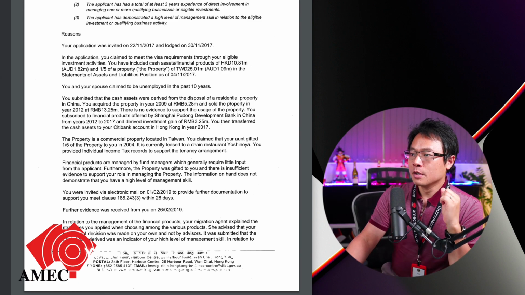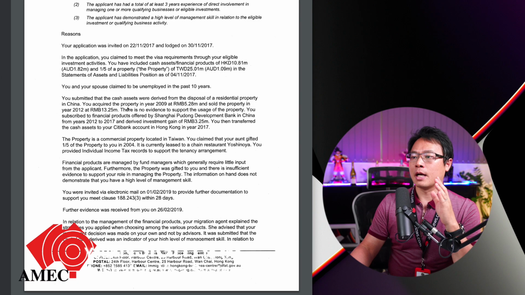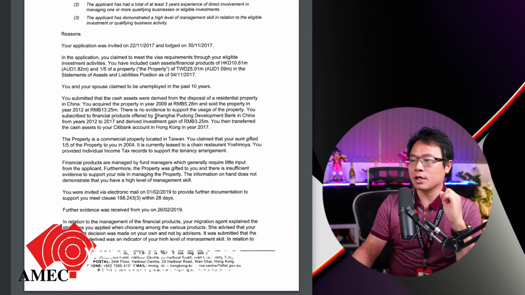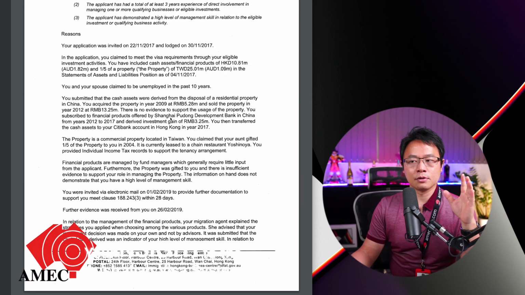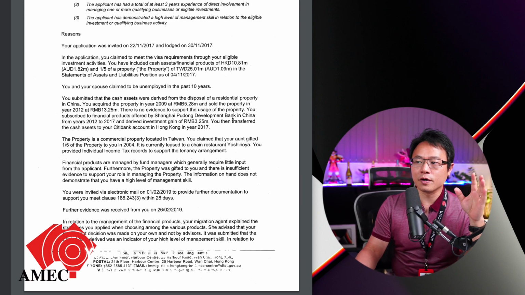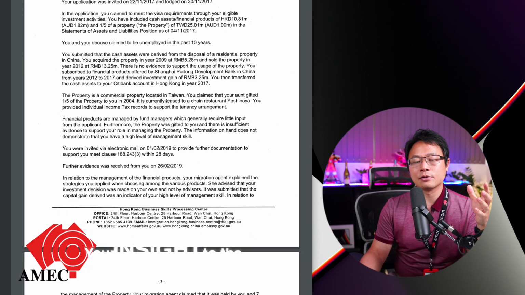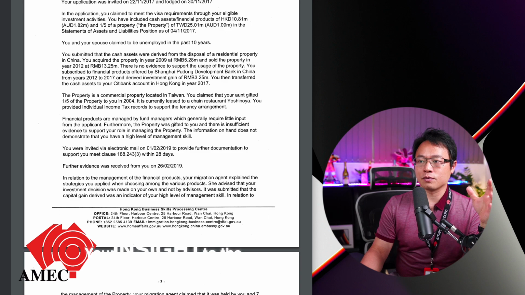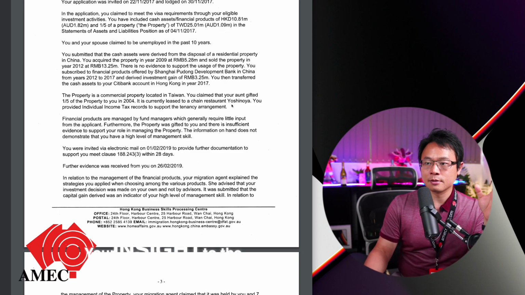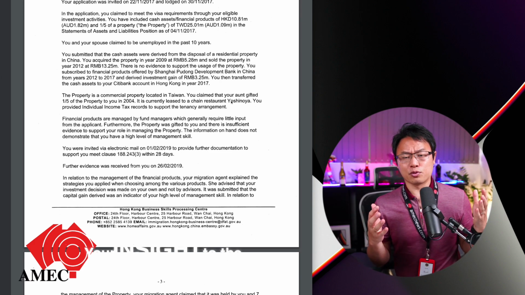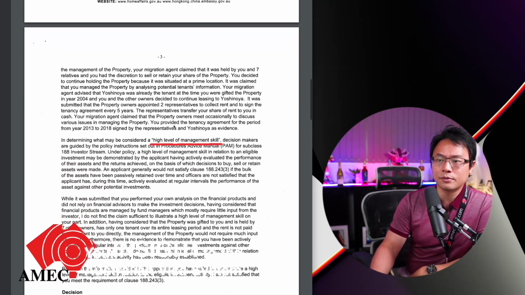So he actually got the assets and got the property in China, sold the property and invested it into bonds, or the financial products offered by the bank in Shanghai. He also got a commercial property leased to a franchise, a Japanese chain restaurant named Yoshinoya. So it seems pretty promising, but what actually went wrong is right down here.